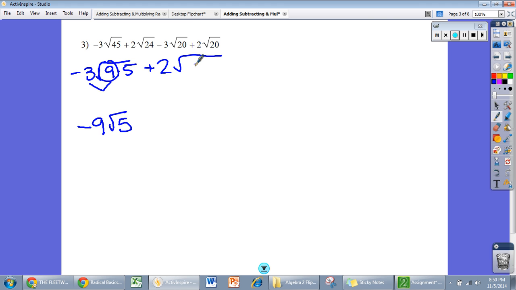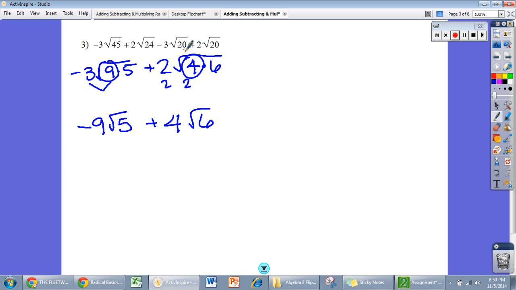24 breaks down to, well, we can say 6 times 4. 2 times 12. 12 is not a perfect square, but I think I'm going to go with that 6 times 4, or 4 times 6. Perfect square, so 2 times the 2 gives me a positive 4 square root of 6.